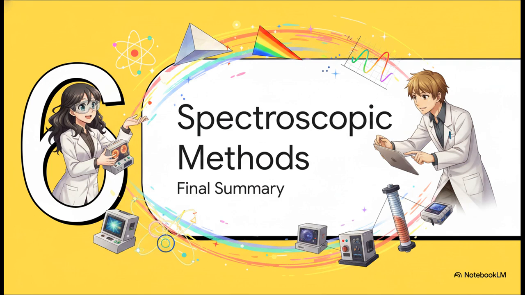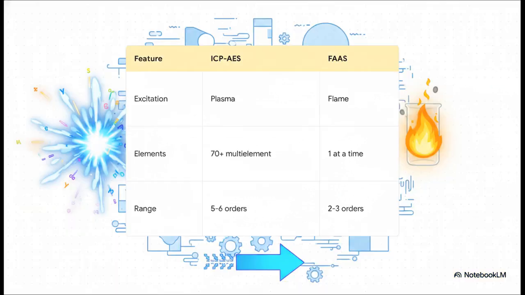Section 6, Comparing Spectroscopic Methods, and our final summary. Let's wrap up this explainer by taking a step back and seeing how our mighty AES stacks up against its peers. When you compare it to an older technique, like flame atomic absorption spectroscopy, or FAAS, the modern ICP AES just completely dominates. Where FAAS uses a relatively cool flame to measure just one single element at a time, the ICP uses what is essentially a localized sun to measure over 70 elements simultaneously. And while FAAS maxes out at a dynamic range of maybe 2 to 3 orders of magnitude, the ICP AES gives us that beautiful 5 to 6 orders, making it exponentially faster and way more capable for complex samples.